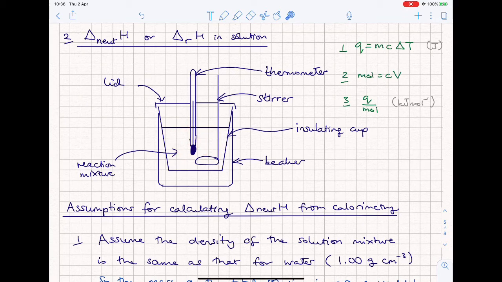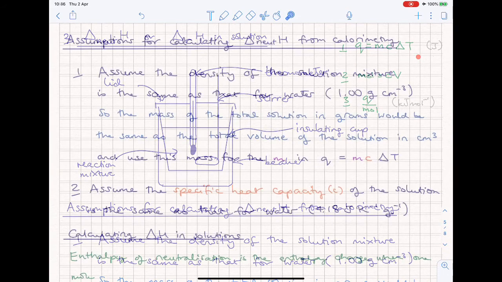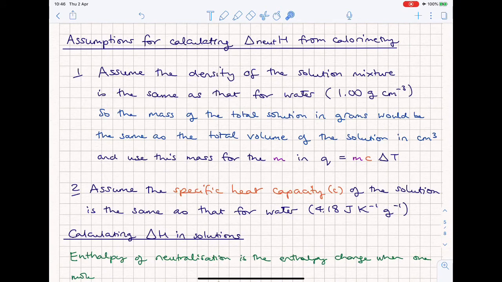So we need to make some assumptions about how to work out Q using Q = mcΔT. The first assumption is that the density of the solution at the end of the reaction is the same as that for water. We need to make that assumption in order to calculate the mass of the thing that's been heated up, which is actually the mixture itself. Unless we know the exact density of the solution, we can't work out the mass, and therefore we can't work out Q. It's unlikely that we know the density of this solution, so we make that assumption.